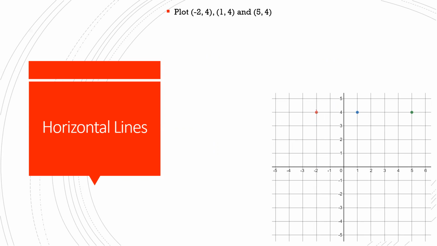So (-2, 4) is obviously up here, (1, 4) is up here, and (5, 4) is up here. And a friendly little reminder here: you always plot the x and then you plot the y, okay? Once you have the 3 points, you're just going to take a straight line and draw it going through all 3 points. So we can see here that we get a nice little horizontal line.